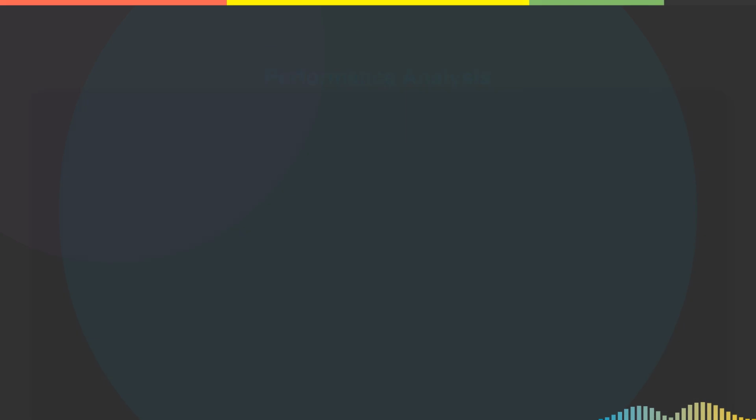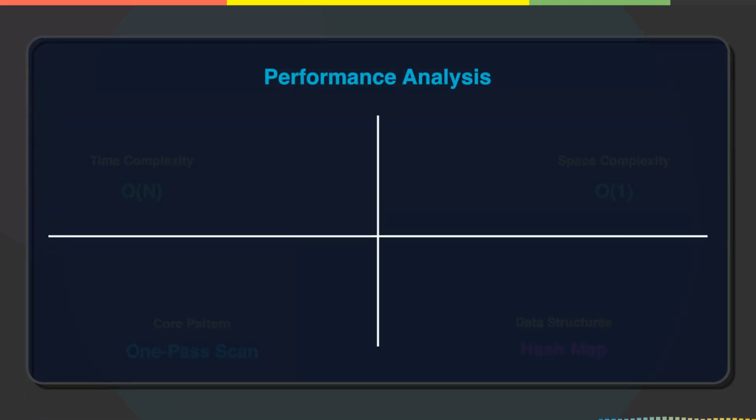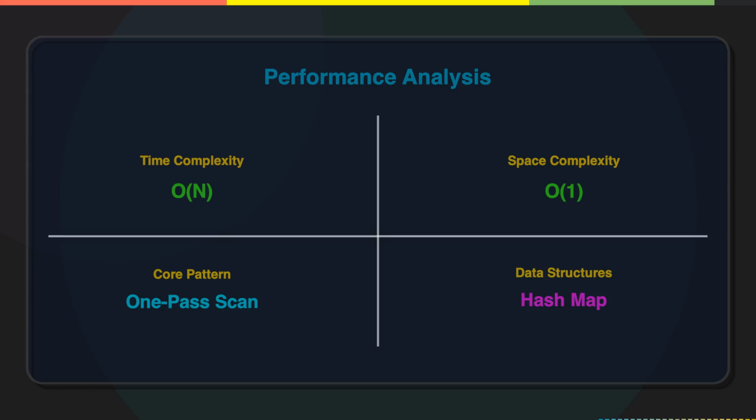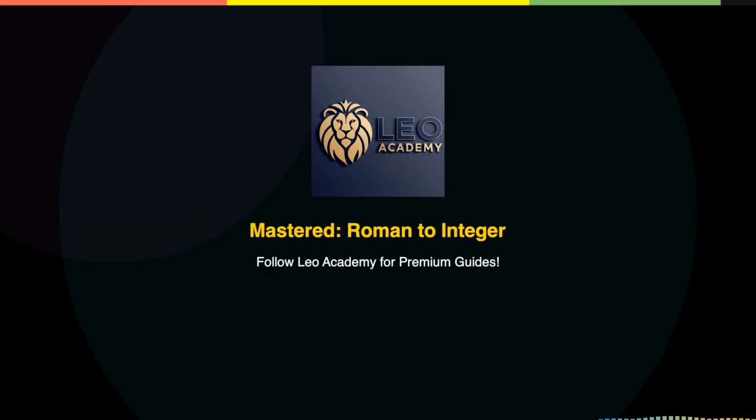Looking at the complexity, the time complexity is O(n), where n is the length of the string. We only pass through the input once. The space complexity is O(1), because our dictionary always has exactly 7 entries, no matter how long the input string is. And that is the Roman to Integer challenge mastered.